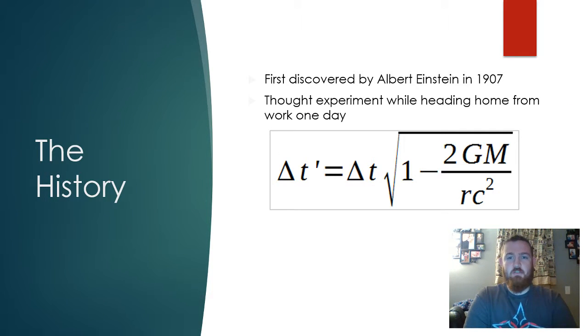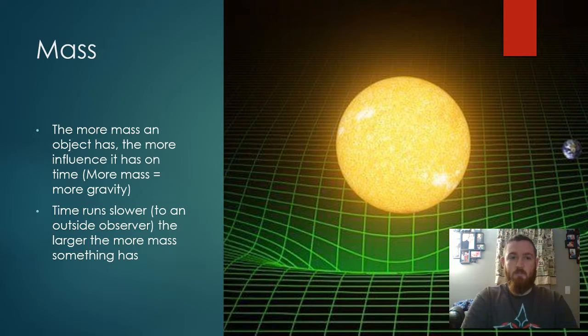So a little bit about the history of gravitational time dilation. It was first discovered by Albert Einstein in 1907 as he was walking home from work one day. He just had a little bit of a thought experiment where he thought it up and went on to produce a whole formula and a whole theory behind it.